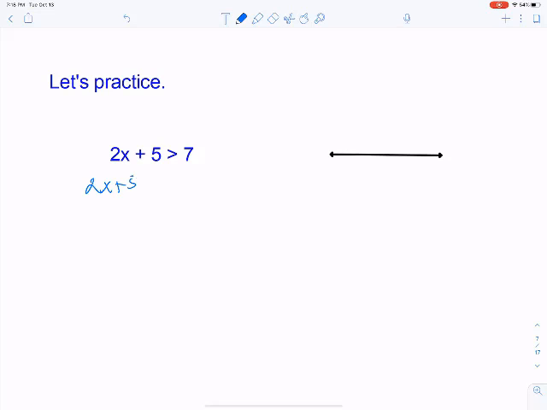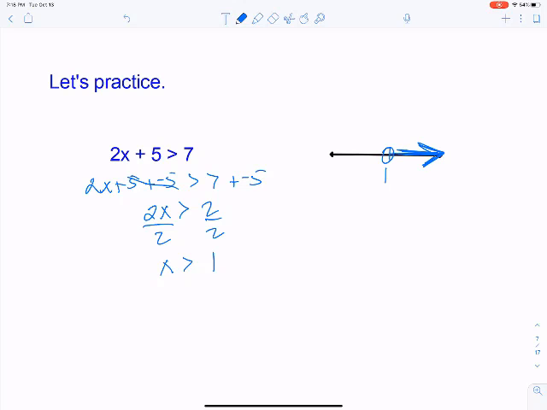So 2x plus 5 plus negative 5 is greater than 7 plus negative 5. So my 5's add out. I get 2x is greater than, and then 7 plus negative 5 gives me 2. Okay, so I divide both sides by 2. I end up with x is greater than 1. So I come over here to do a quick graph. I put a tick mark, I put a 1, I put an open circle on 1, and I shade to the right because I need all values greater than 1, which is to the right of 1.